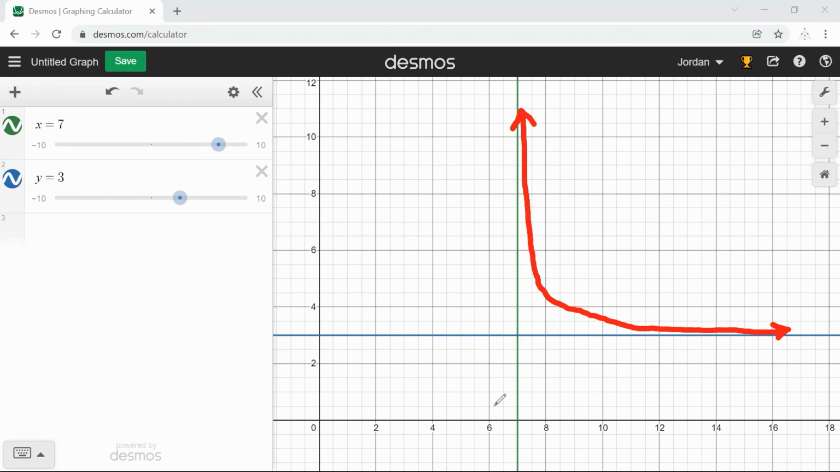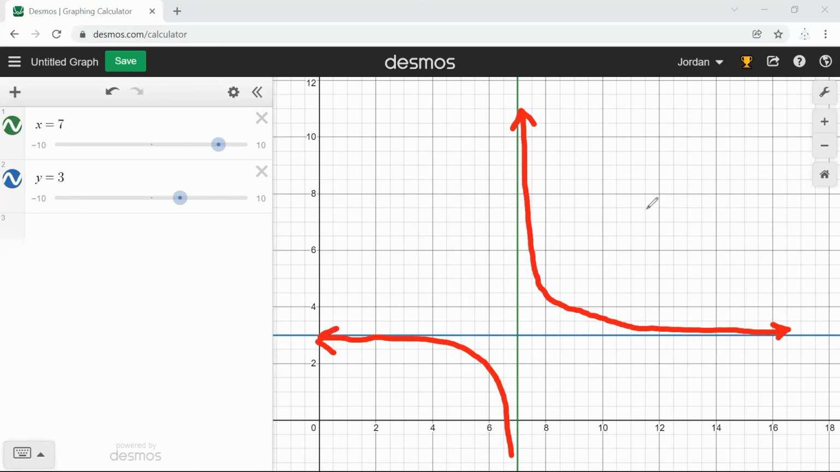Same thing on the left of 7. This is concave down. As you move towards the left, that doesn't mean you turn back down. So this on the right is concave up. This on the left is concave down. And we can't have concave down things have a limit. We can't have concave up things have a limit.